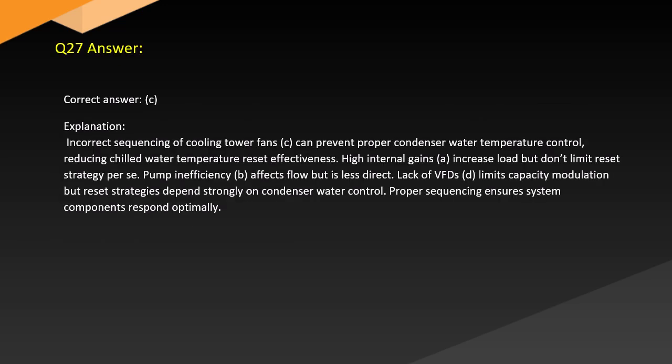Answer. Correct answer: C. Explanation. Incorrect sequencing of cooling tower fans, C, can prevent proper condenser water temperature control, reducing chilled water temperature reset effectiveness. High internal gains, A, increase load but don't limit the reset strategy per se. Pump inefficiency, B, affects flow but is less direct. Lack of VFDs, D, limits capacity modulation but reset strategies depend strongly on condenser water control. Sequencing ensures system components respond optimally.